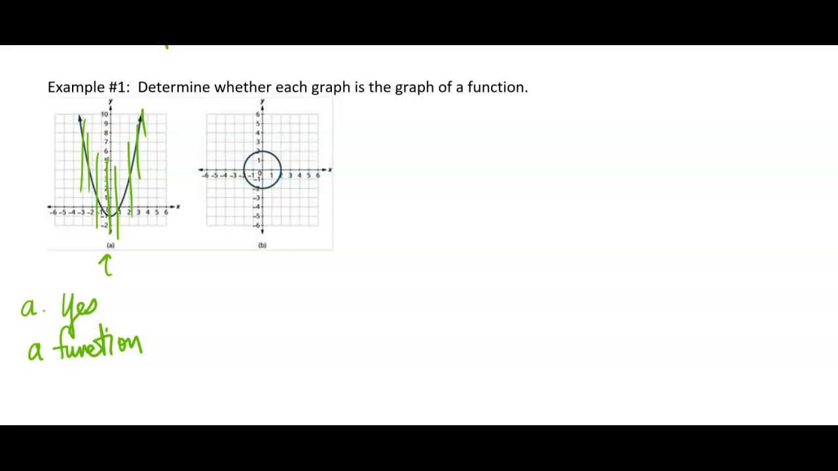Okay? Now, what about B? Is that a function? Think about it. No, not a function. There's a lot of places where you have this overlap. So right there, that's an example where it's hitting in two places. And there's other examples, lots of points where it has two outputs. So that's why it's not a function. Vertical line test.